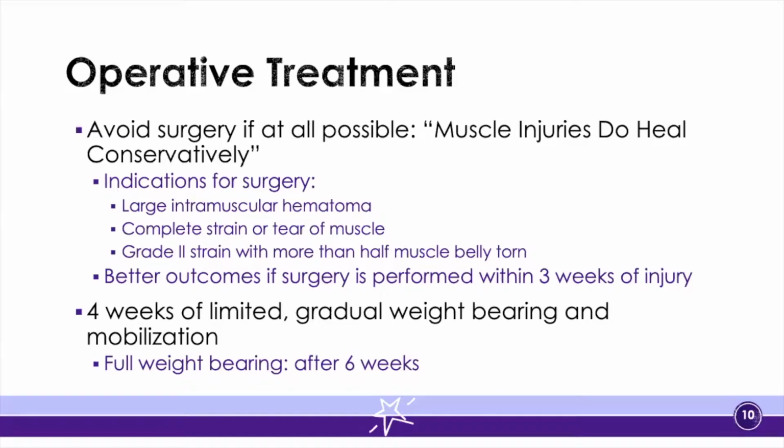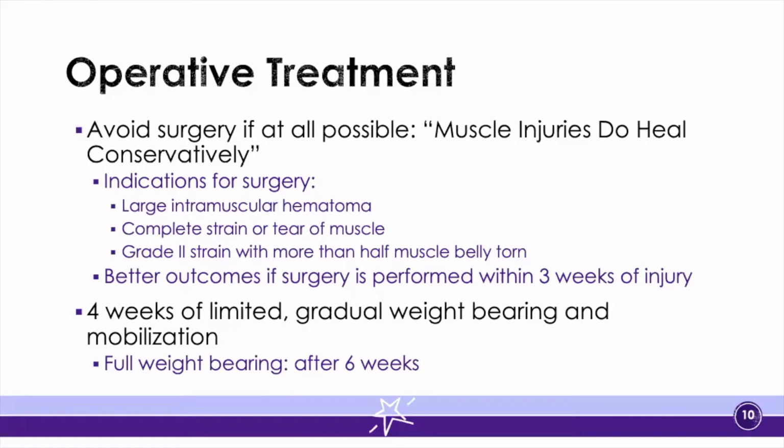But some of our indications that we might need surgery would be if we have a very large intramuscular hematoma, so a very large collection of blood that is building up within the muscle itself, not just on that skin surface. If it was a complete strain or what we consider a tear of the muscle in which it's completely separated, often that is an indication of us needing surgery. Or if it was a grade 2 strain with more than half of the muscle belly torn.